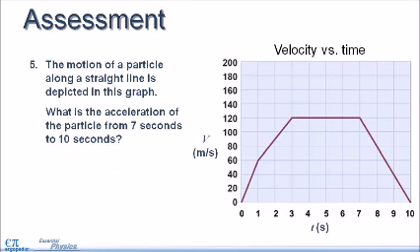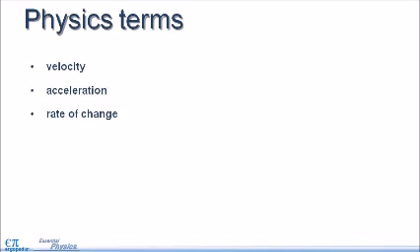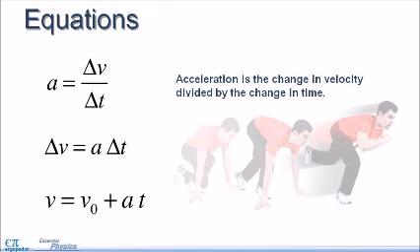And the motion of a particle along a straight line is depicted in this graph. What is the acceleration of the particle from 7 seconds to 10 seconds? During this presentation, we will use the following physics terms: velocity, acceleration, and rate of change, and the following equation, in which acceleration is the change in velocity divided by change in time.